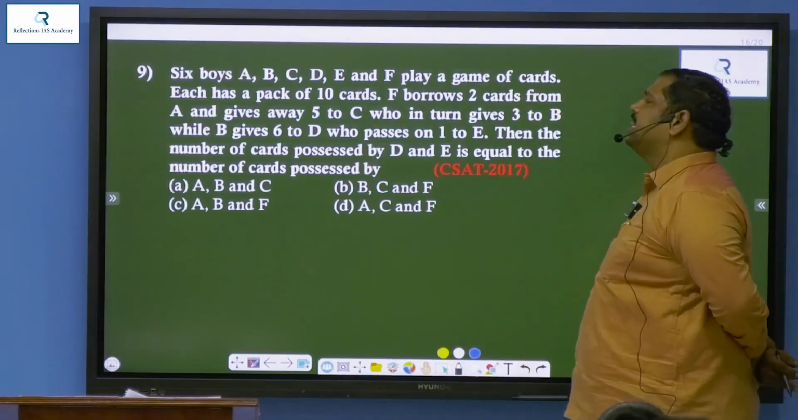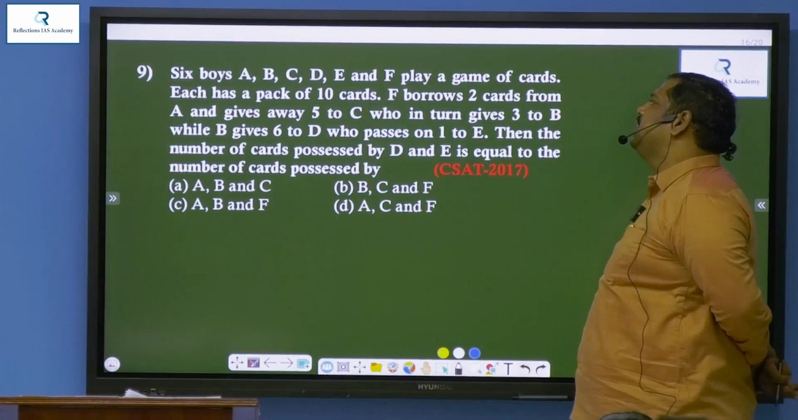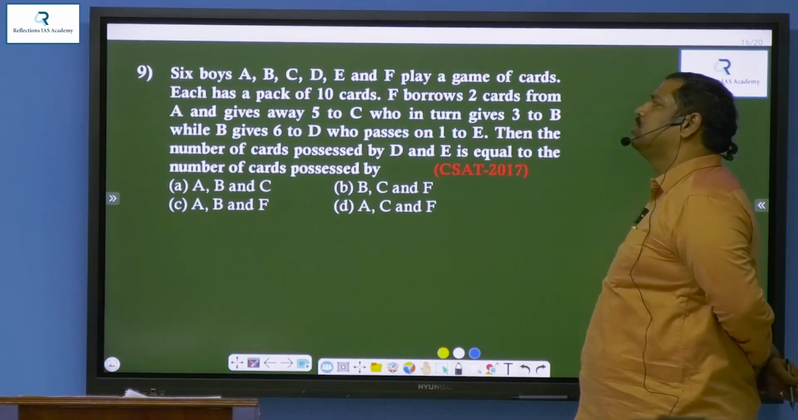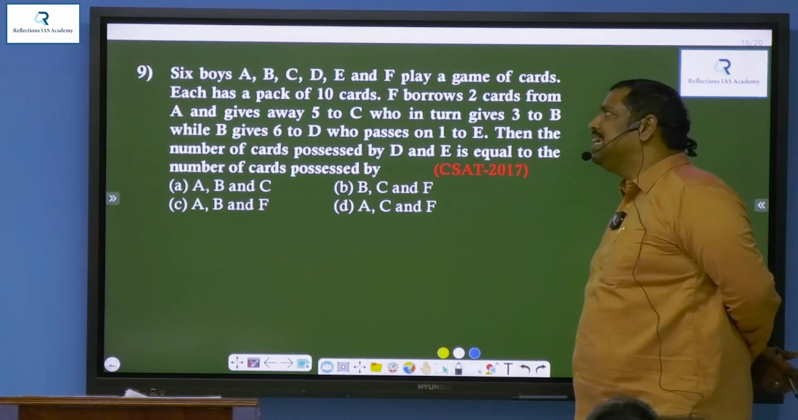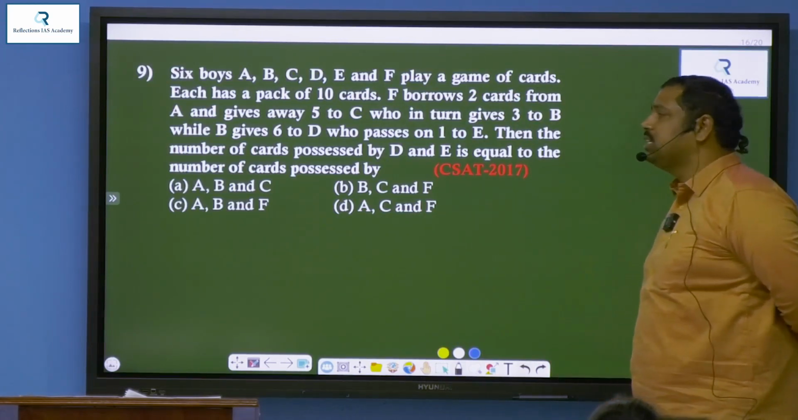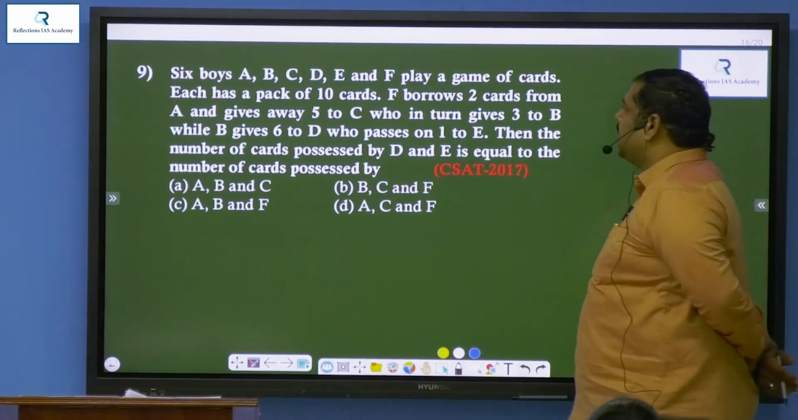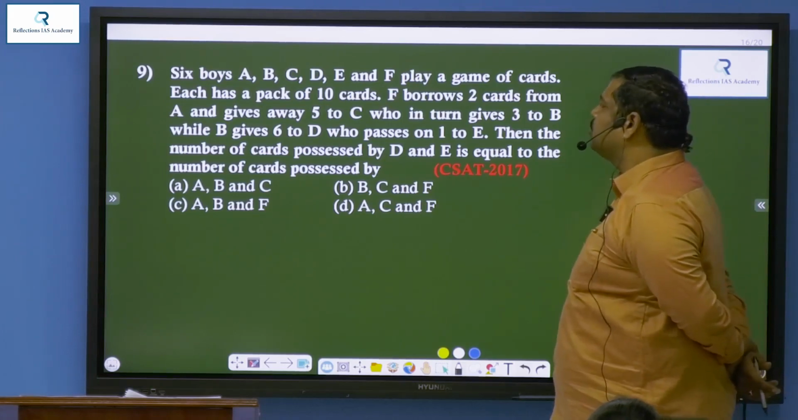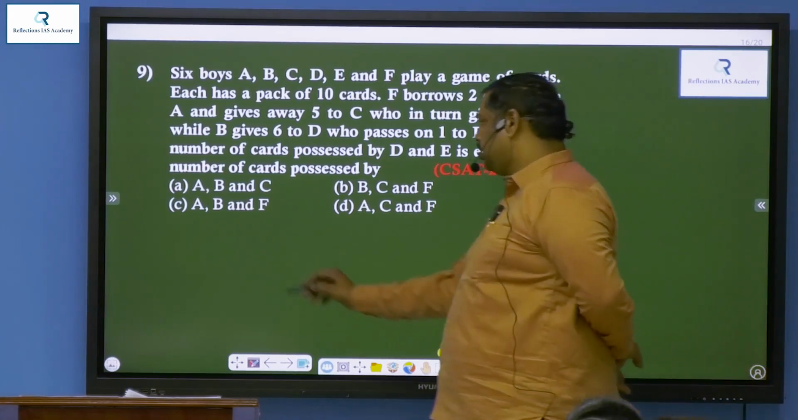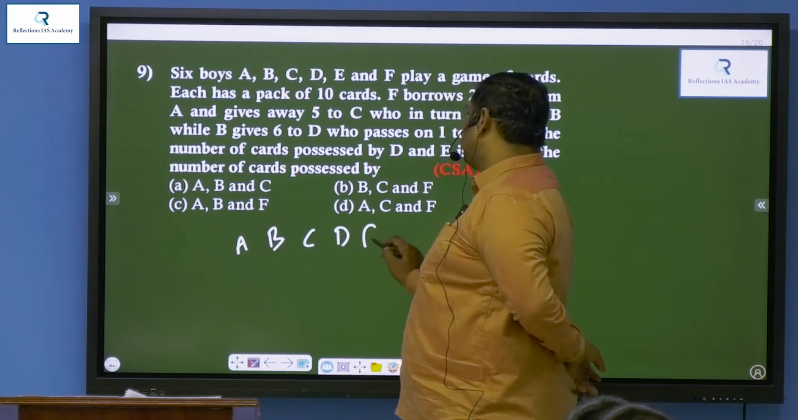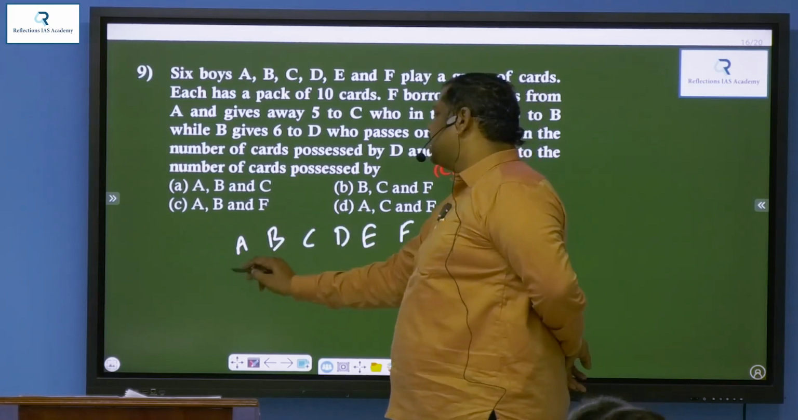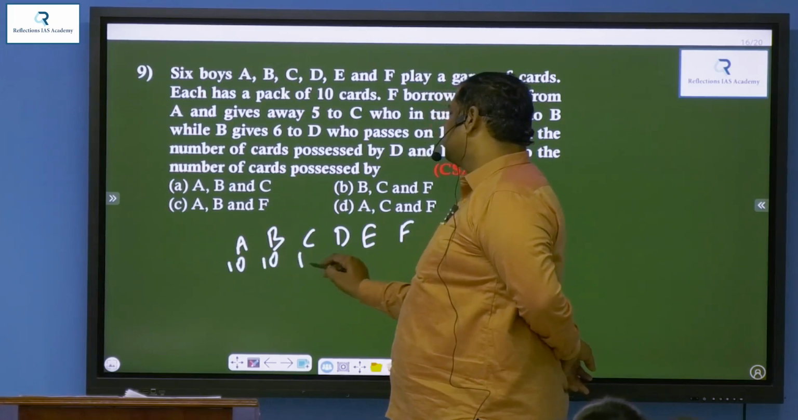Okay. 6 boys, A, B, C, D, E and F play a game of cards. Each has a pack of 10 cards. F borrows 2 cards from A and gives 5 away to C. Write it: A, B, C, D, E, F. Totally 6 members. Each one has how many cards? 10 cards.